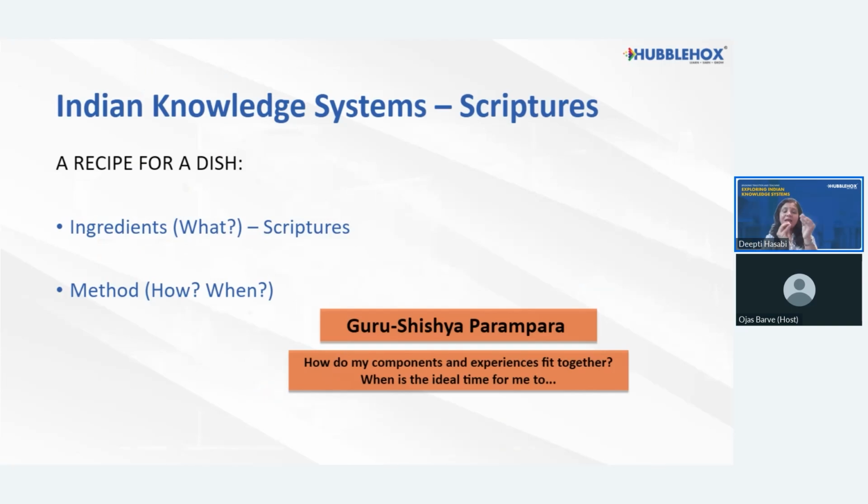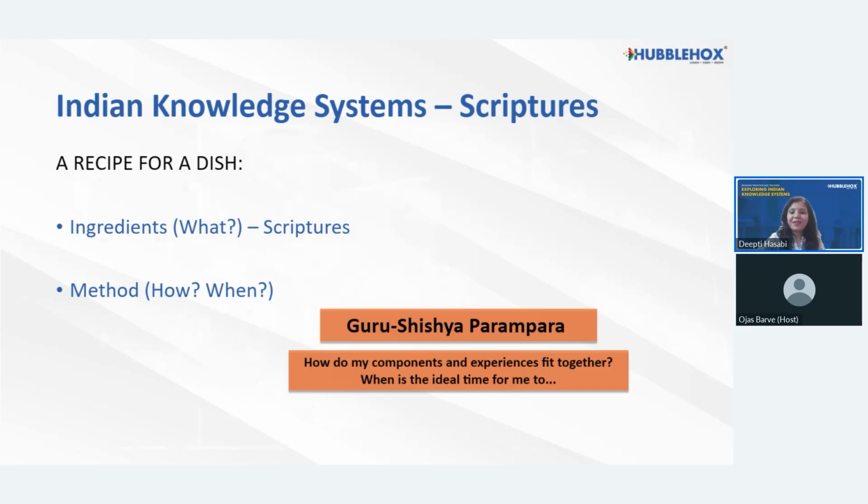So to summarize what we have done so far, the ingredients of Indian knowledge systems are the scriptures. The method is through Guru Shishya parampara, and the right food, right nutrition given at the right time, is what Indian knowledge systems give us. I cannot be giving, let's say, the interpretations of Upanishads to a toddler. It is not going to make sense to that toddler. That is reserved for an adolescent child.